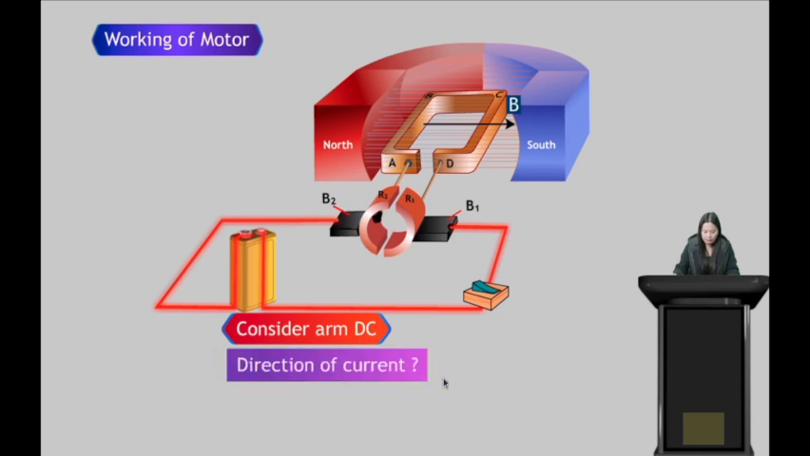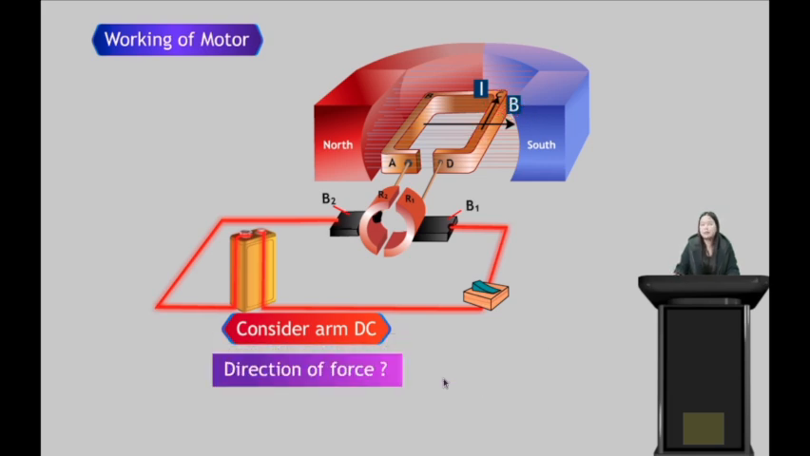Then what is the direction of current in arm DC? Current flows from positive end to negative end. So in DC the current is flowing in this direction, as shown here. So what will be the direction of force in arm DC?